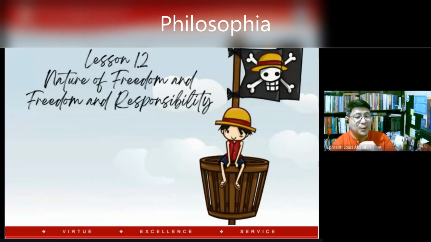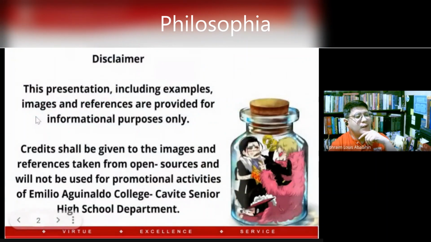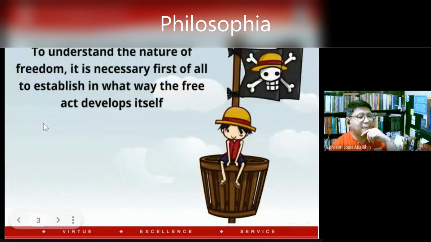Now we will talk about the nature of freedom. The main question of this lecture is this. For us to understand the nature of freedom, it is necessary, first of all, to establish in what way the free act develops itself. Where did it come from? How is it formed? How does the free act develop, wherein we exercise our freedom, we perform our freedom? What is the process it went through? So that's the big question for this lecture. What are the processes involved so that the free act will be developed?